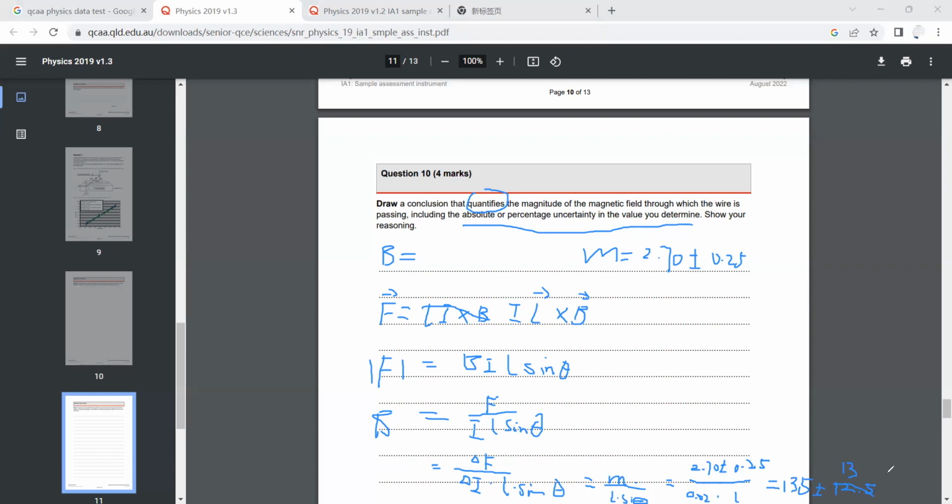And what's the unit? Remember the unit? Tesla. So lastly, to answer the question, just say: therefore the magnitude of the magnetic field through which the wire is passing is 135 plus minus 13 tesla.